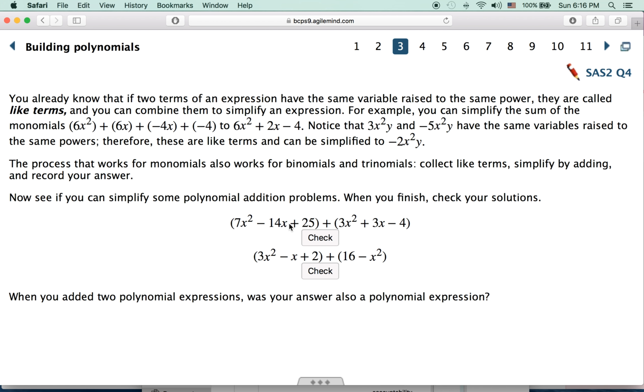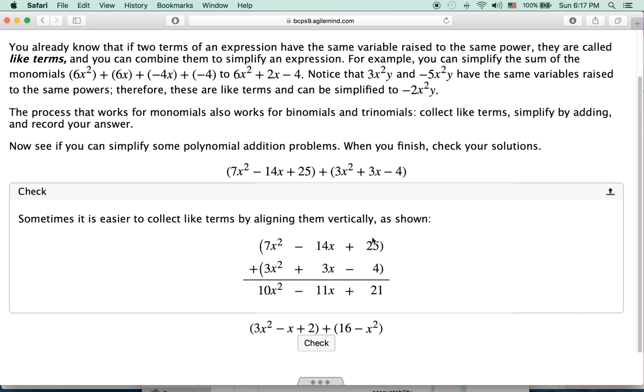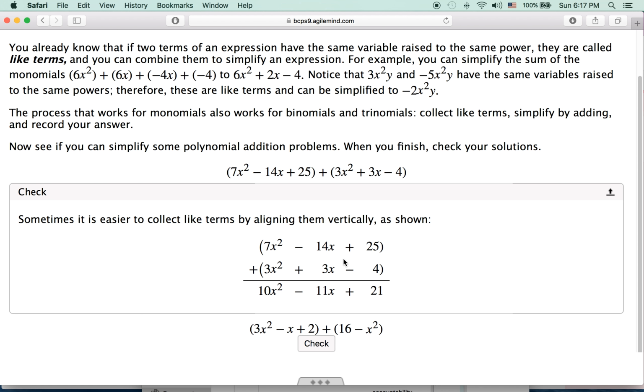So if we want to add these polynomials up, well, here we've got 7x squared, and over here we've got plus 3x squared. So we know our first part is going to be 10x squared. The linear term, minus 14x, we have to add 3x to that, which should give us minus 11x. And then these are added, plus 25 minus 4 is 21. Okay, so here they show you can think about this by lining these up.